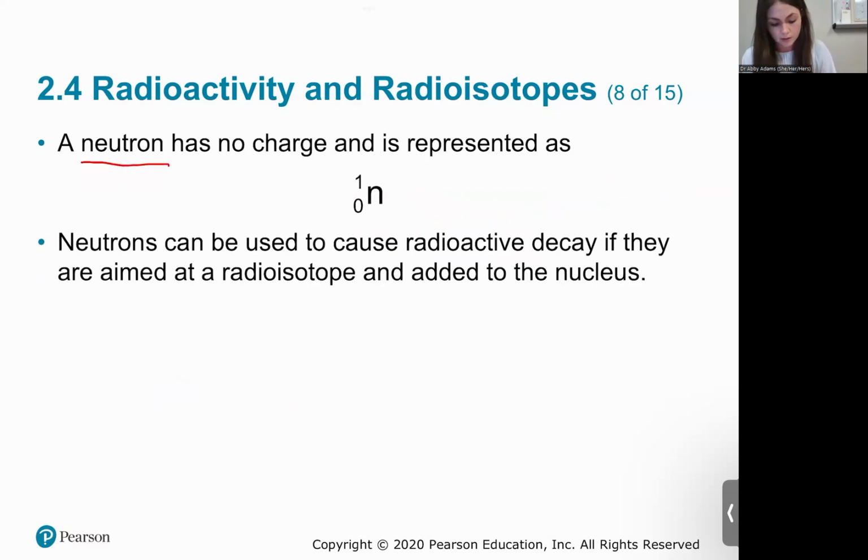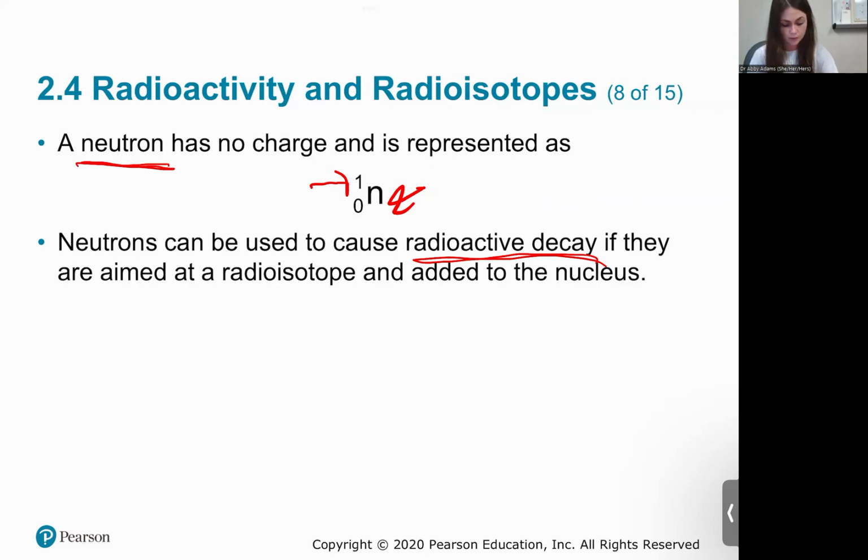A neutron has no charge, okay, no charge. And it's represented, like neutron, all right, you have 1, okay? So they can be used to cause radioactive decay. So neutrons can be used to cause the radioactive decay, all right?